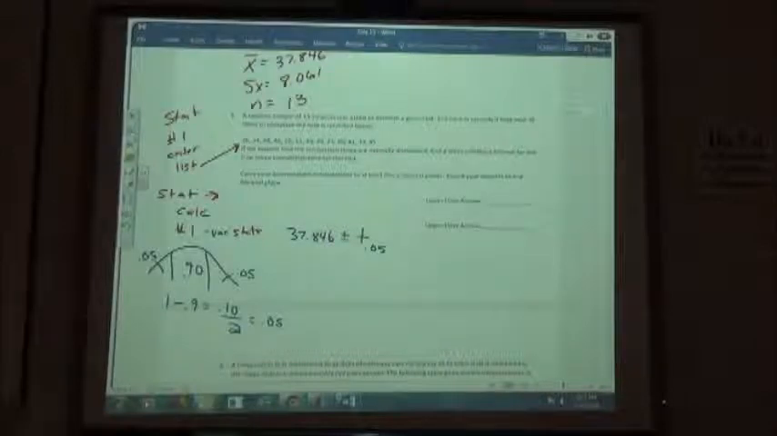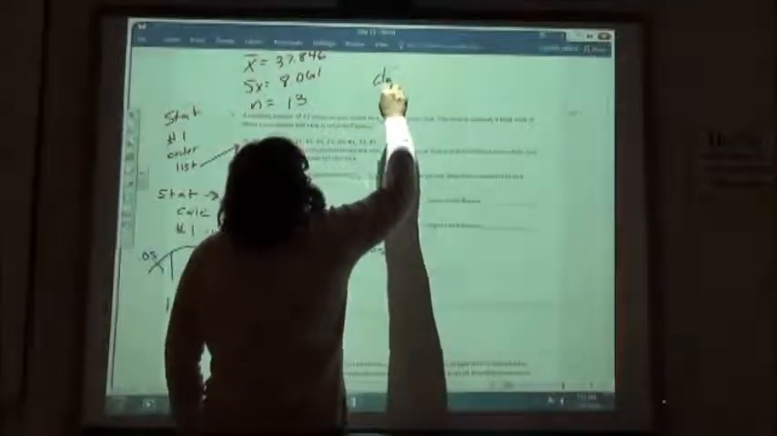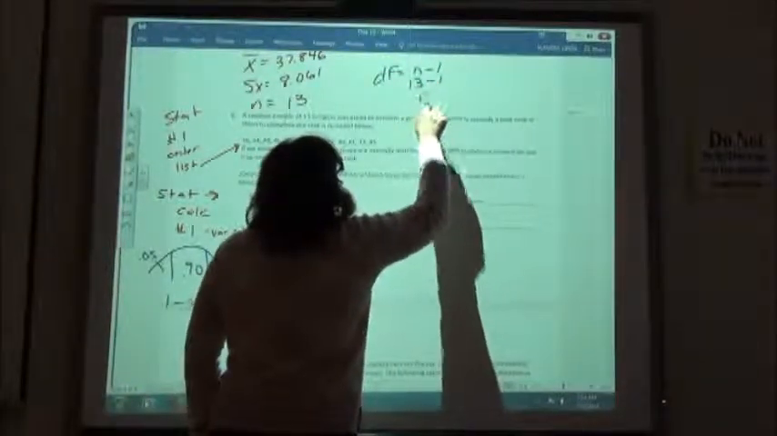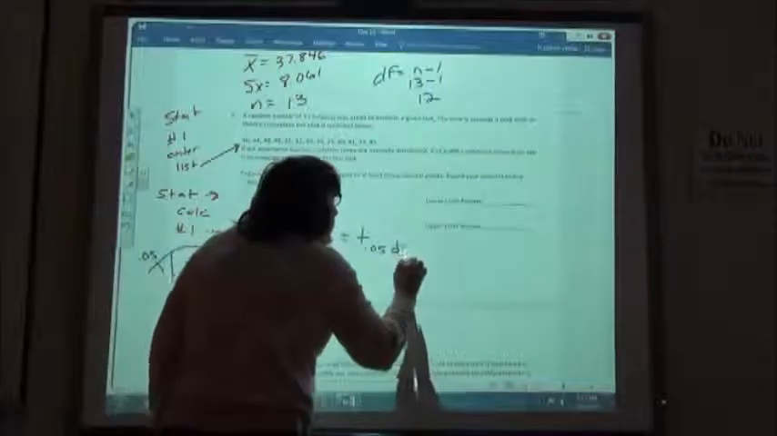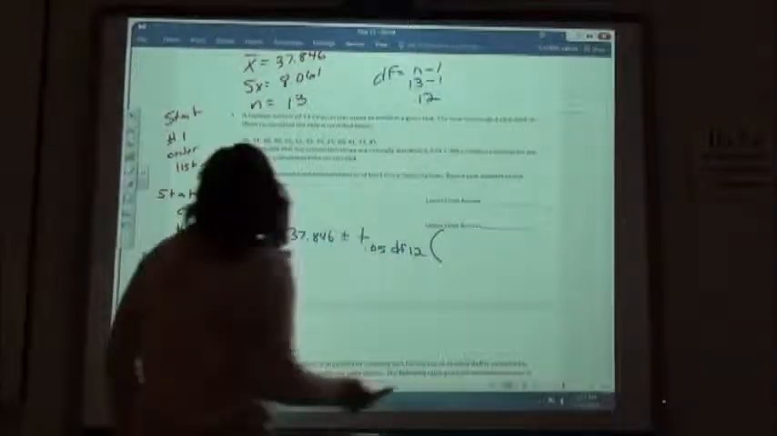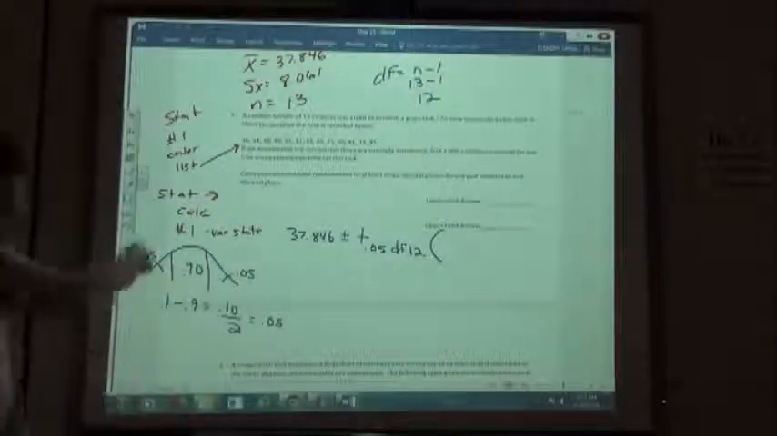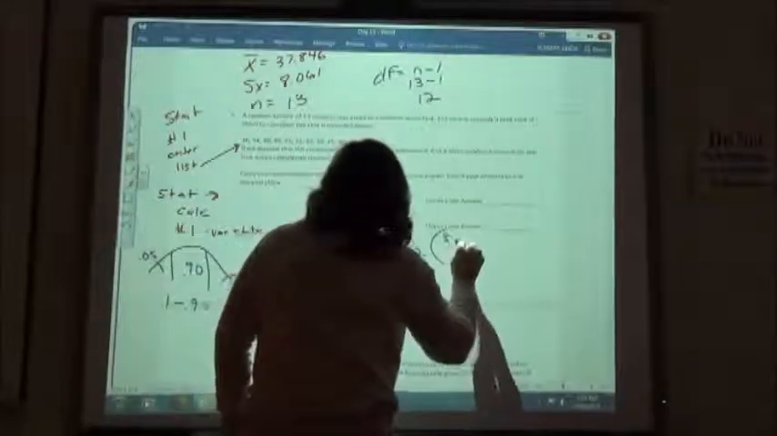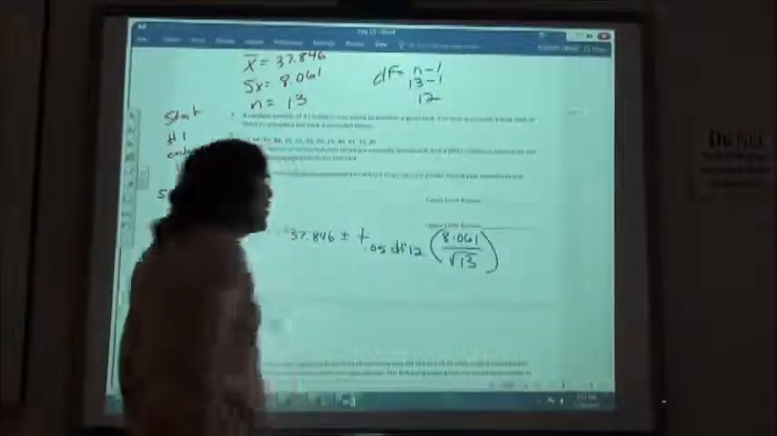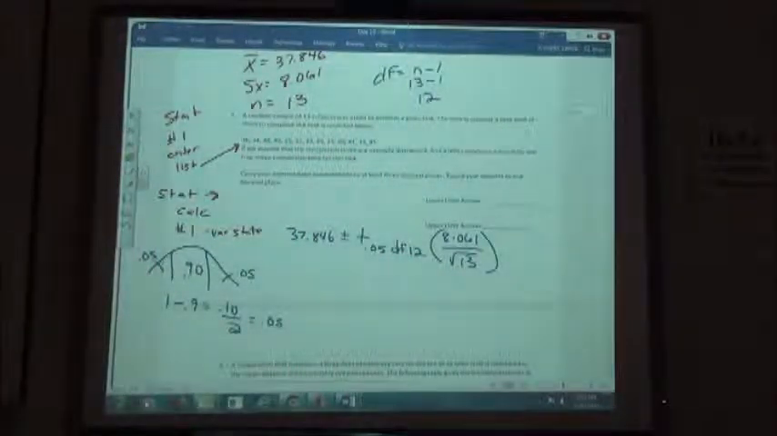My degrees of freedom is n minus 1. Since n is 13, 13 minus 1 is going to be 12. So we're going to use a degree of freedom of 12. Times my sample standard deviation, 8.061, divided by the square root of n. So we have the square root of 13, right? And that is what we're going to plug into our calculator.